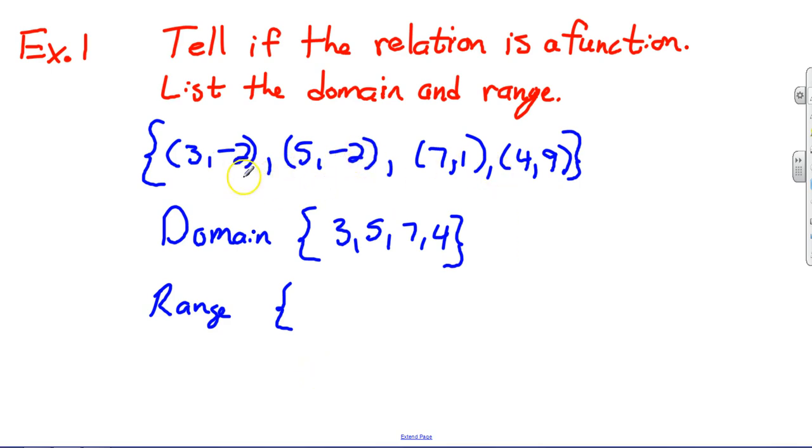If it repeats like this one does, you don't have to write it twice. If you want to, that's fine. But if you've already said -2, you don't have to say -2 again. So it's -2, 1, and 9.